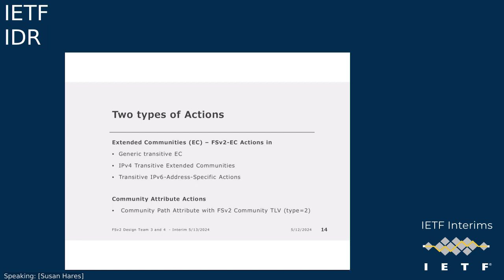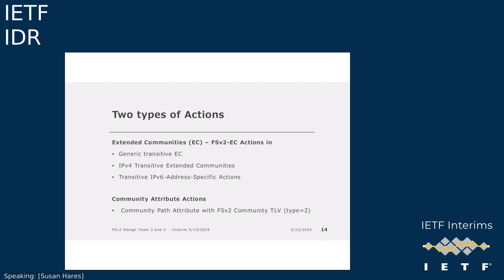There are two types of actions: extended community actions, where there have been in the past generic transitive extended communities, IPv4 transitive extended communities, and transitive IPv6 address specific. The difference between all of this has been the way people have defined it. There's a great deal of options on how to define extended communities, and certain drafts have picked certain choices. More of the definitions for extended communities are in the generic transitive. Some of the IPv6 require the additional space.